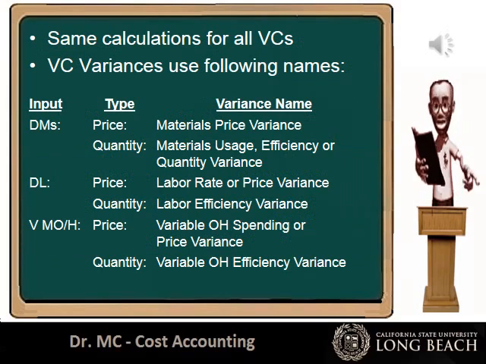This setup and these calculations are generally the same for all of the variable costs. The names of the variances used by different cost accounting books can be different, but the calculations are the same. For example, the material quantity variance can also be called the materials usage variance or efficiency variance. The labor price variance is often called the labor rate variance, and the labor quantity variance is often called the labor efficiency variance. The variable overhead price variance is often called the variable overhead spending variance, and the variable overhead quantity variance is often called the variable overhead efficiency variance.